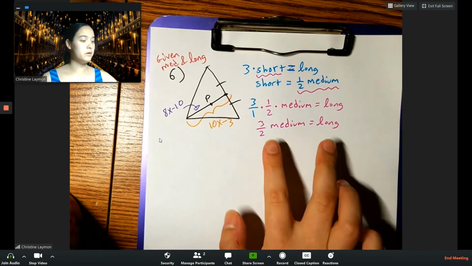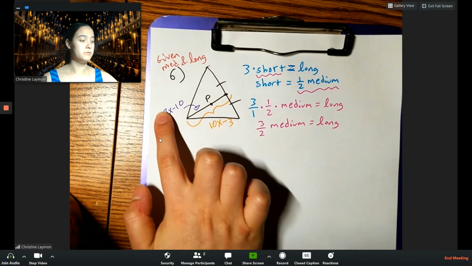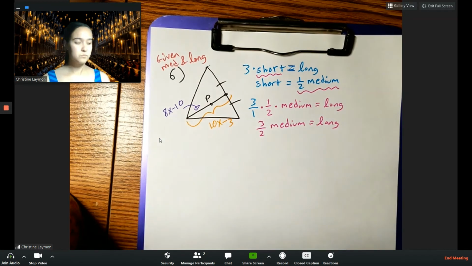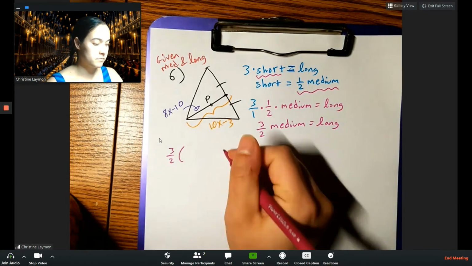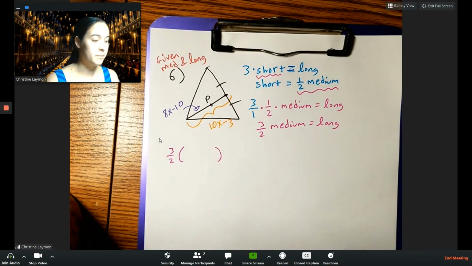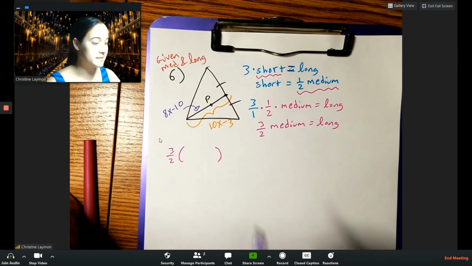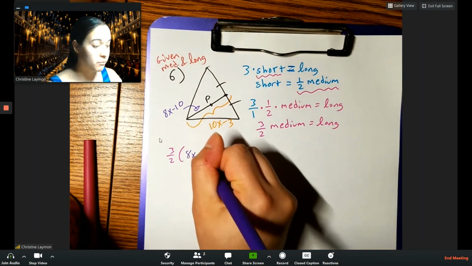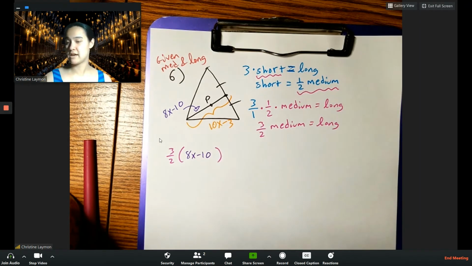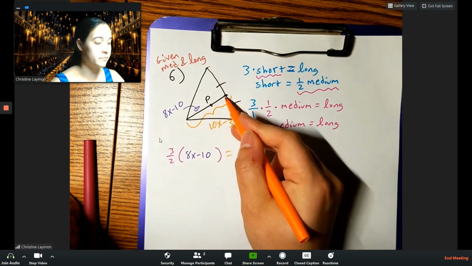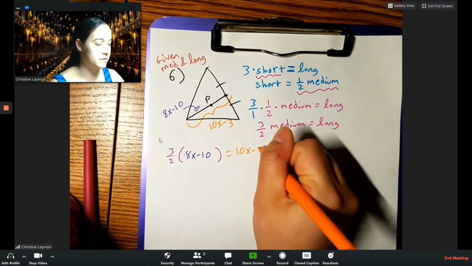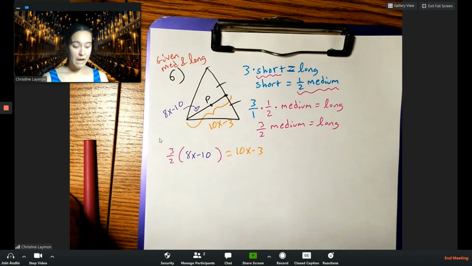Now, these parts, we know them. That's medium, that is long. So I'm going to start with 3 halves. My medium is 8x minus 10. Remember, a medium goes from centroid to vertex. My long goes from vertex to midpoint. That's 10x minus 3. Now, it's true, you could totally distribute here.